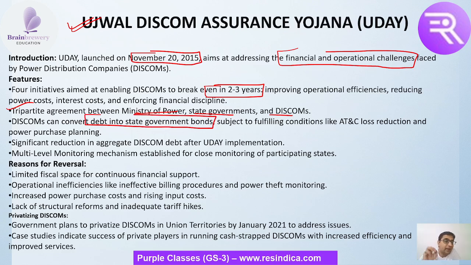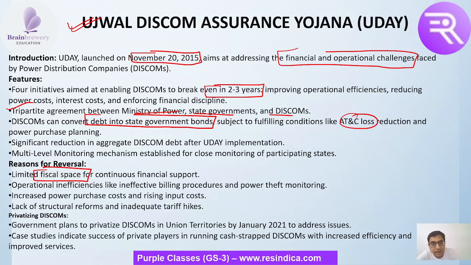But they had to follow certain conditions: you have to reduce AT&C loss, aggregate technical and commercial loss, and you have to do power purchase planning. There was a lot of reduction in the debt of the discoms after the implementation, because a lot of monitoring was happening at the central level, with dashboards, and everything was being monitored properly. But the scheme got reversed because government cannot provide unlimited fiscal support. There was limited fiscal support because a lot of money is required to support this scheme, and there are a lot of operational inefficiencies, because they are not improving the billing procedure and are not able to tackle power theft.